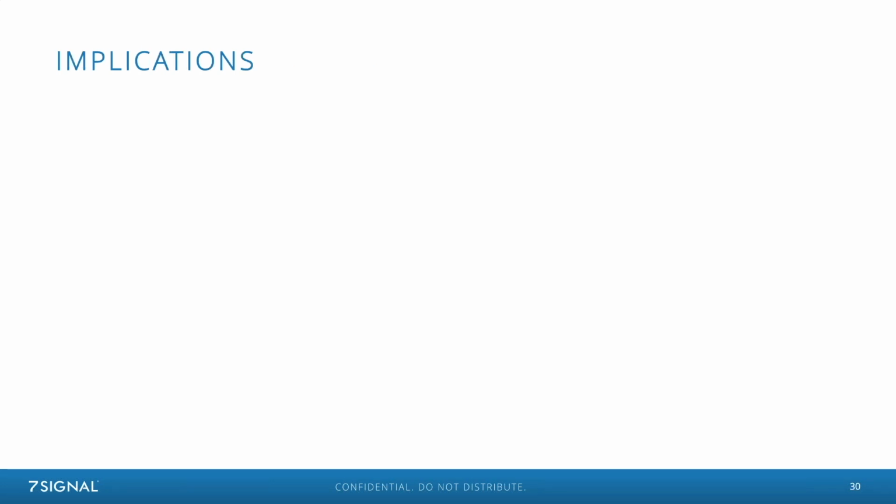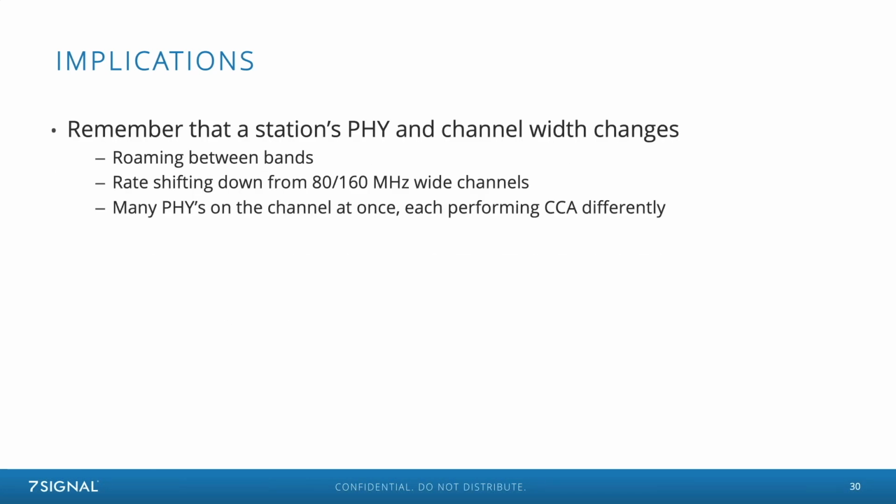And so, what are some takeaways? First, it's a complex situation. A station's PHY and channel width changes, even within a single association. Well, I shouldn't say that, but while it's connected, if it's roaming between bands, with 802.11ac APs, you're going to 802.11n in the 2.4 gigahertz band, and then back to 802.11ac in the 5 gigahertz band.